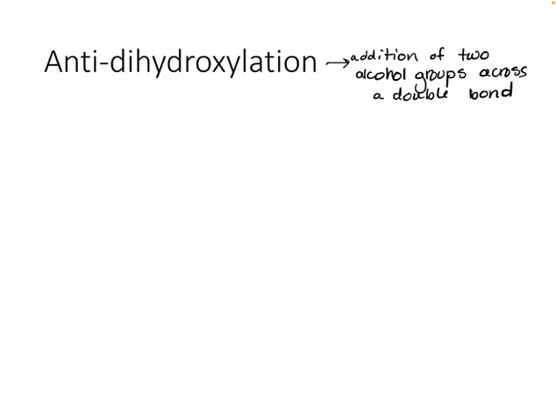And again, you could either have them add on the same side, so above or below, or on opposite sides where one alcohol is above and one is below. So let's talk about that case where they'll add opposite to each other. So that's anti-dihydroxylation. And let's say we're starting with cyclohexene. So we've got a double bond in our six-membered ring. And the way that we're going to add these alcohol groups opposite each other is by first using something called MCPBA.